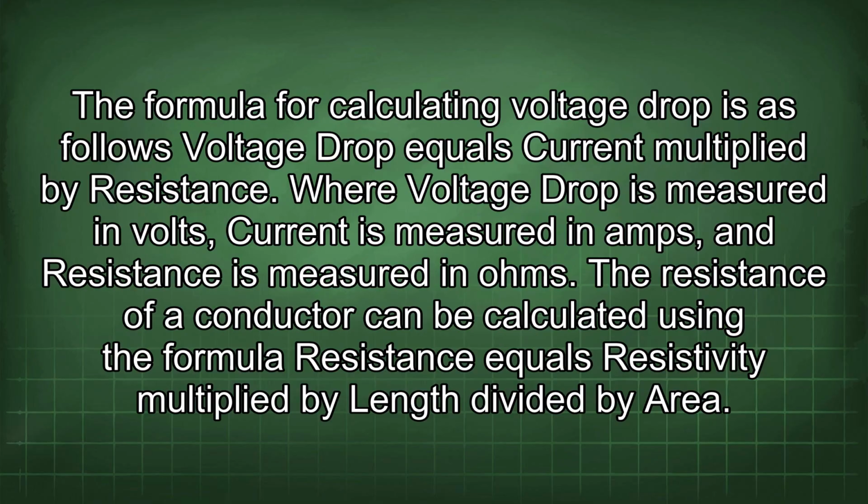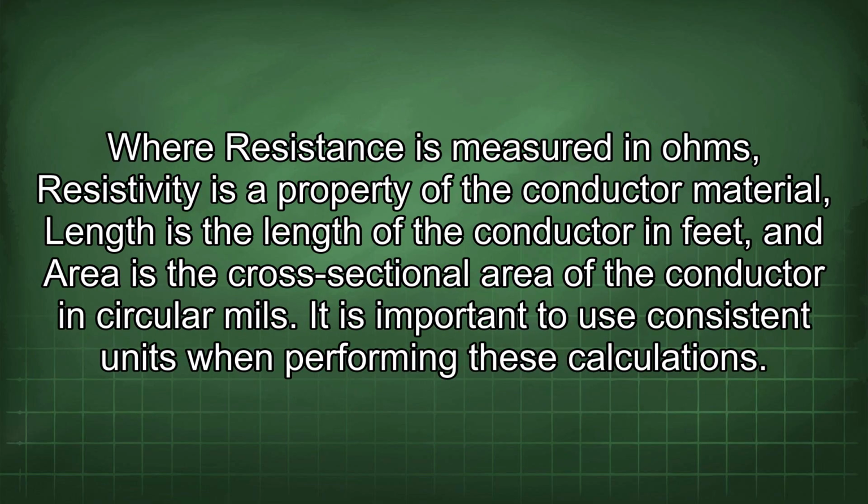The formula for calculating voltage drop is as follows: voltage drop equals current multiplied by resistance. Where voltage drop is measured in volts, current is measured in amps, and resistance is measured in ohms. The resistance of a conductor can be calculated using the formula resistance equals resistivity multiplied by length divided by area. Where resistance is measured in ohms, resistivity is a property of the conductor material, length is the length of the conductor in feet, and area is the cross-sectional area of the conductor in circular mils.